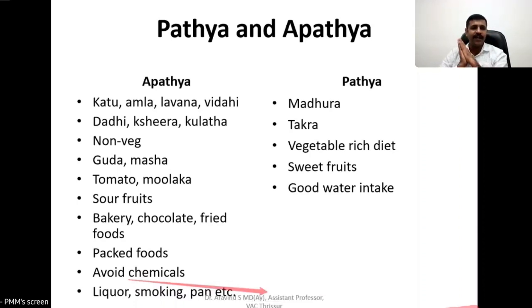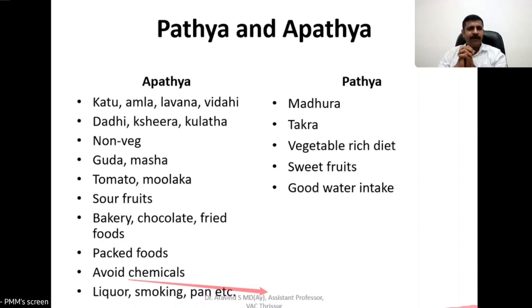Kaddomala levana, vidahi ahara, dadhi, kshira, kulattha, then non-vegetarian foods, uda, masha, tomato. Why has tomato been placed? Because it is not present in our nidanas, which are mentioned by Charaka, Ashtanga, etc. Tomato is slightly sour in nature. That's why tomato has been included here. So in such cases, it should be avoided. And sour fruits.